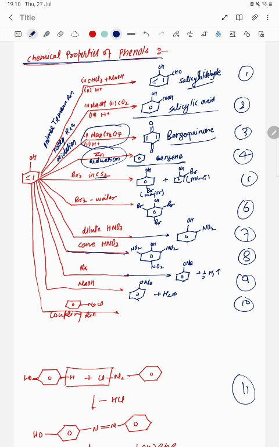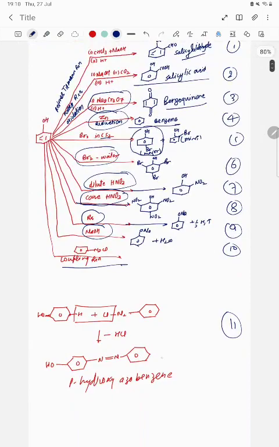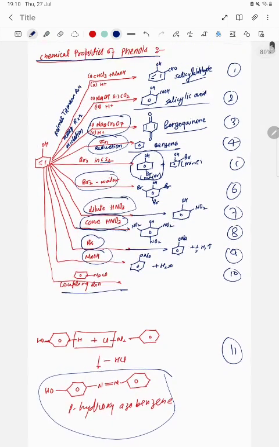If you are treating with bromine in CS2, that gives parabromophenol. Bromine water gives 2,4,6-tribromophenol. Dilute HNO3 gives orthonitrophenol. Concentrated nitric acid gives 2,4,6-trinitrophenol. Sodium metal gives sodium phenoxide, and NaOH also gives sodium phenoxide. With diazonium chloride, it gives para-hydroxyazobenzene. So this is all about the answer.